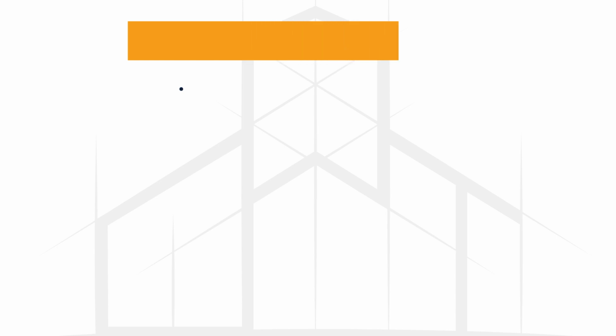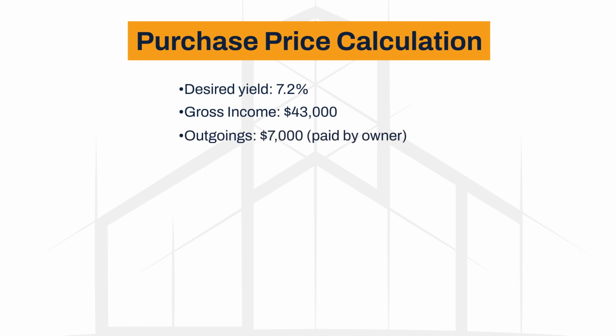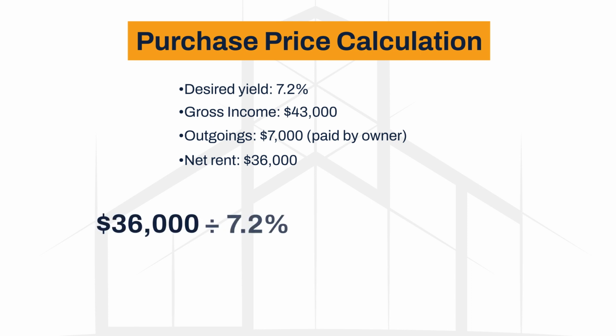You can also do this calculation in reverse to obtain a purchase price that will give you the yield that you'd like. So our desired yield would be, say, 7.2%. The gross income is $43,000 and there are $7,000 paid by the owner for outgoings again. So the net rent is $36,000. To calculate the purchase price, we do $36,000 divided by 7.2% times 100, which equals $500,000.